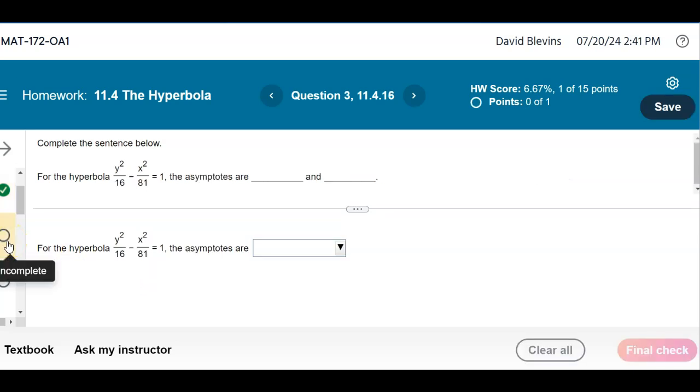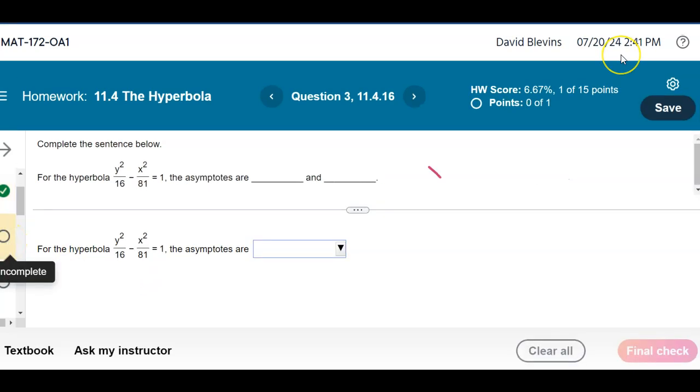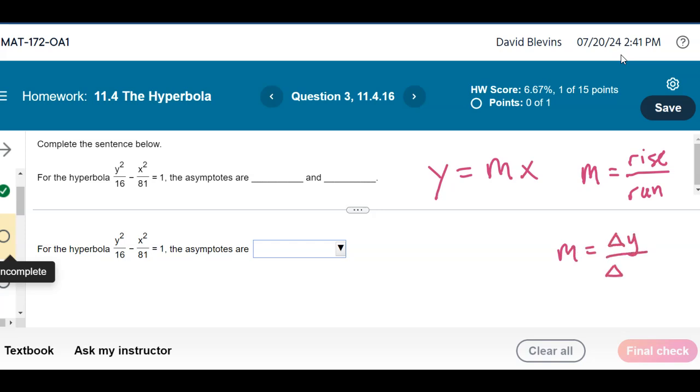All right, for asymptotes, again, when we're centered at the origin, remember the equation of a line: y = mx + b. B in this case is going to be 0 because we're going through the origin, so we're going to lose the b. And then m, remember, is rise over run. Some of you may remember it that way, and some of you may remember it as the change in y over the change in x.